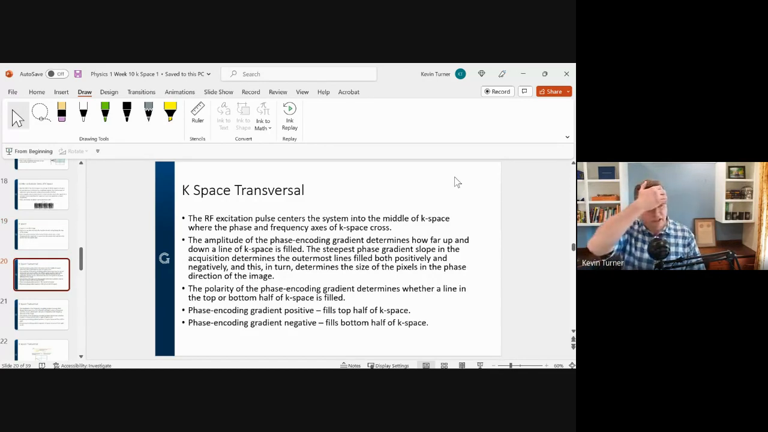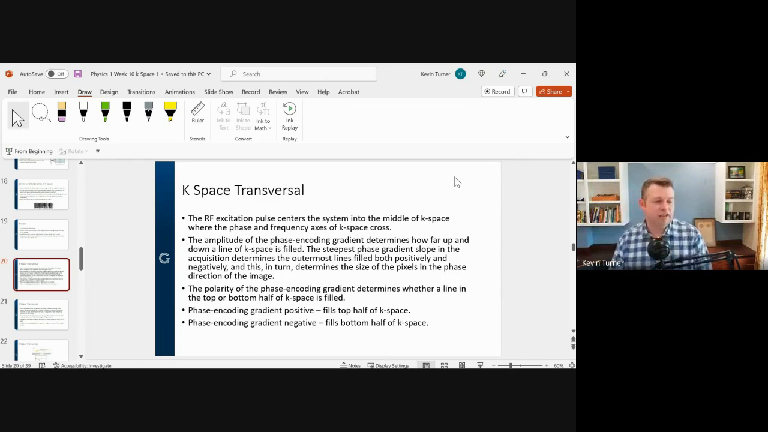All right, so K-space traversal. What we mean by this is how do we determine where information goes into K-space, right? So the RF excitation pulse centers the system into the middle of K-space where the phase and frequency axes of K-space cross. The amplitude of the phase encoding gradient determines how far up and down a line of K-space is filled, right? The steepness of the gradient determines which line of K-space is being filled.